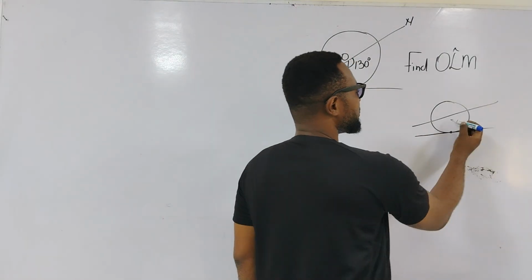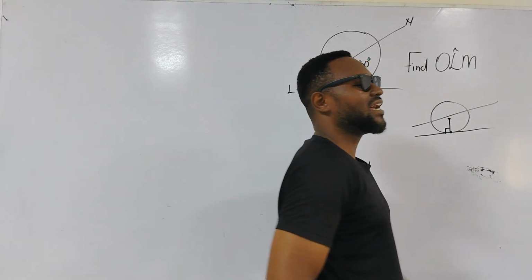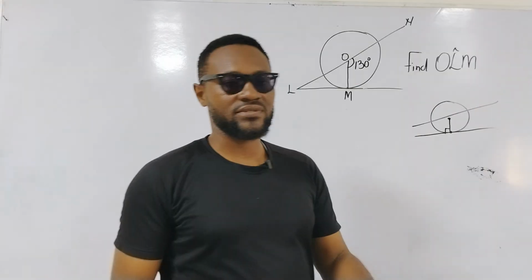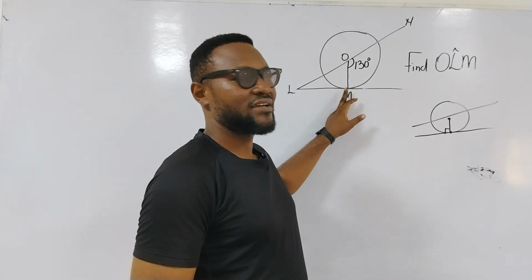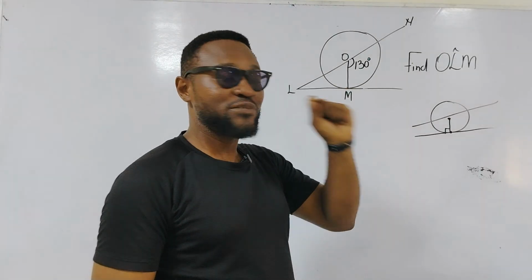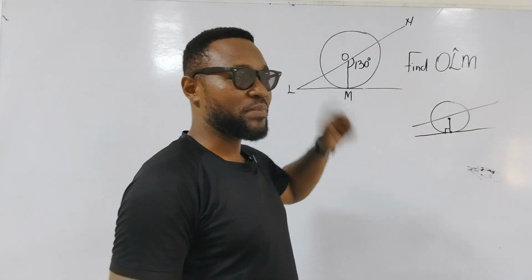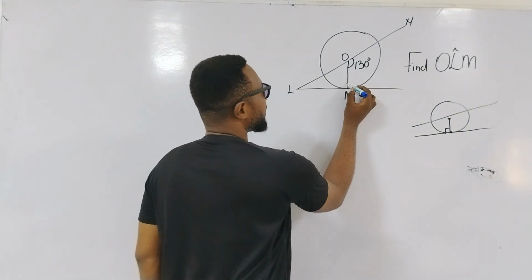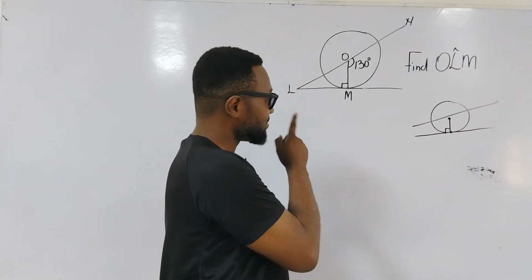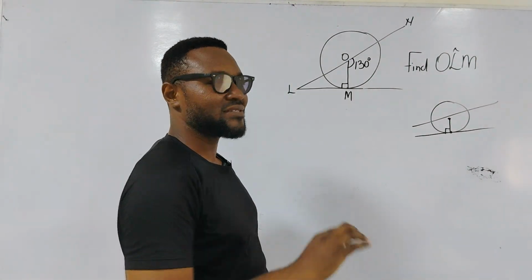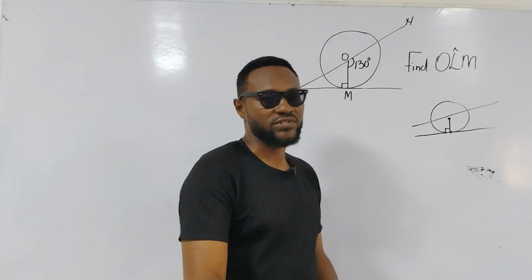Now, any radius from the center of the circle hitting a tangent does that at 90 degrees. So any radius hitting a tangent does that perpendicular to the tangent. The radius is perpendicular to the tangent. So here is 90 degrees. That key thing we just said is of utmost importance to this particular question.